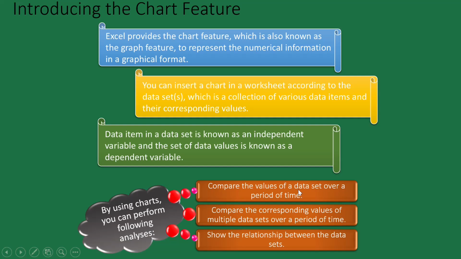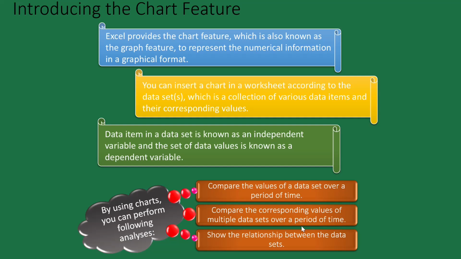Compare the values of the data set over a period of time. Obviously, like we are looking at the last 5 years, last 10 years. So there's a particular duration I'm looking for, right? Compare the corresponding values of multiple data sets over a period of time. Like sometimes I'm looking at the last 5 years. What is the last 5 years' profit figure and loss figure? Any specific one. And the analysis can be any kind of analysis over the last 5 years.